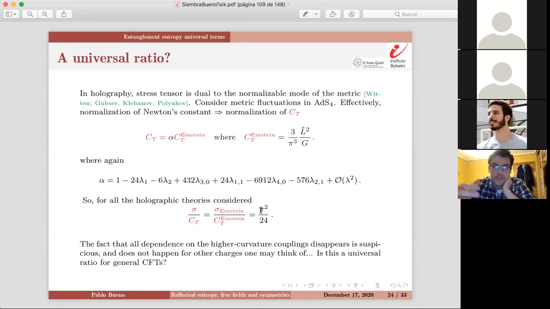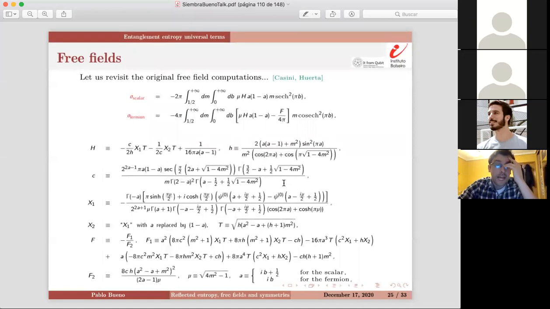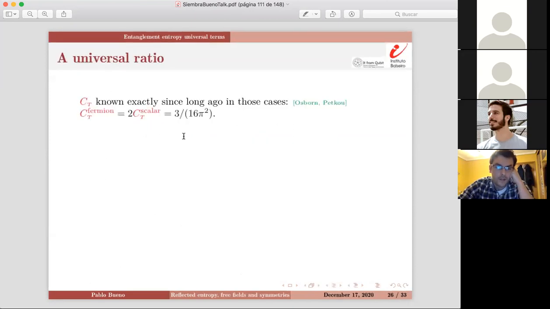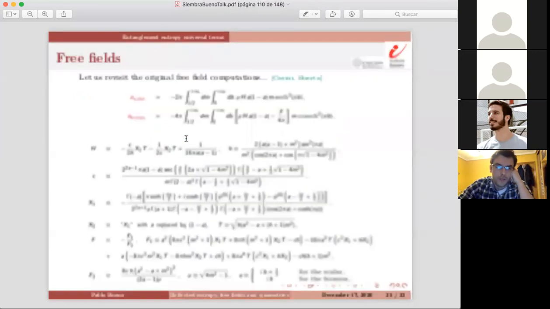So this is surprising because in principle, if you compare it with other charges which are not CT, you will see that they differ. This thing will depend on all the couplings that you have here because there will be different numbers appearing. So at the time, the only available results beyond holography were by Cassini and Huerta, and the results were these super huge messy integrals. And luckily, there was also the result for the fermion and the scalar for CT. So what you can do is try to evaluate these integrals numerically.